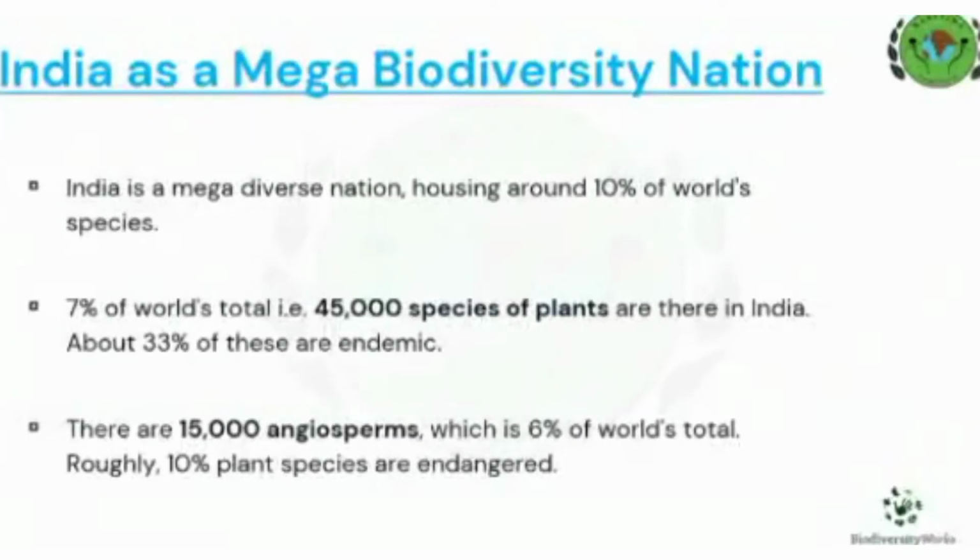Moving on to second subtopic, that is India as a mega biodiversity nation. India is a mega diverse nation which is housing around 10% of world species. 45,000 species of plants, that is 7% of world total, are in India and about 33% of these are endemic. 6% of world's total, that is 15,000 angiosperms, are there and 10% plant species are endangered.